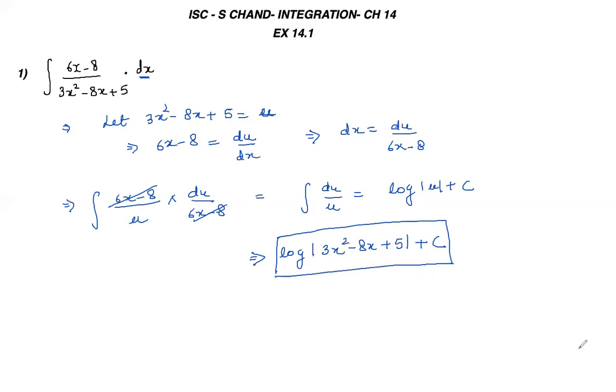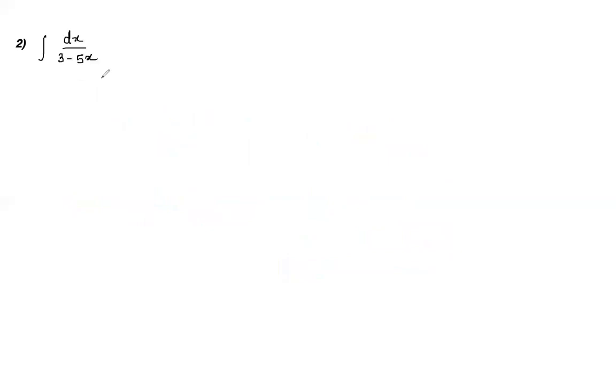Now let's move on to question number 2. In question number 2 we have dx upon 3 minus 5x. Again I'll take 3 minus 5x equal to, let's say, u. Now I need to find the value of dx, so again I'll differentiate the function. This is a constant quantity, so it is 0 minus 5, which is equal to du by dx, or I can say du by dx is equal to minus 5. So finally dx is equal to du upon minus 5.